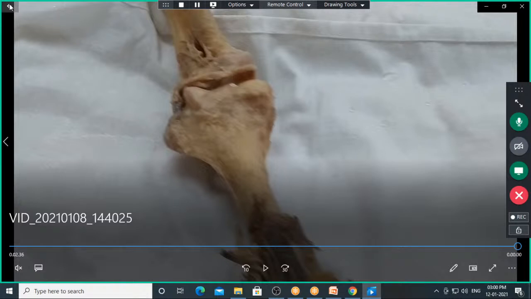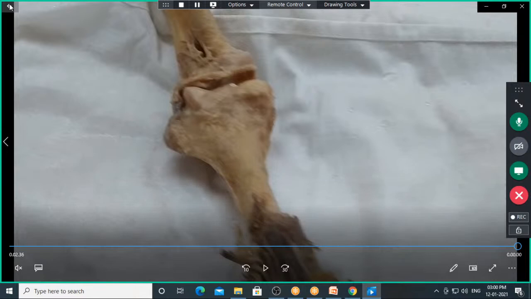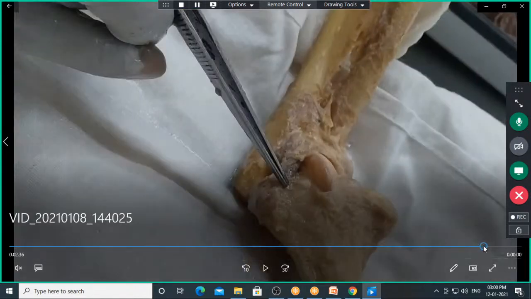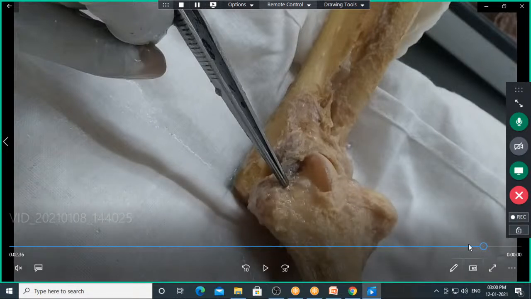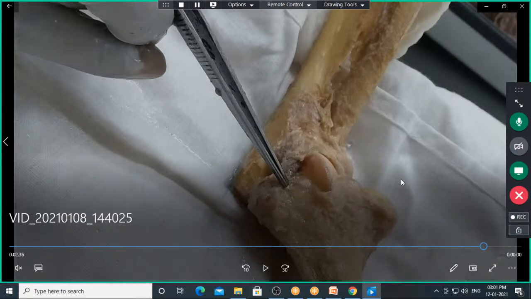Ma'am, is the extrasynovial fat shown here? Where did you see? I didn't see. Is it visible? No. Actually, it is not visible anywhere.